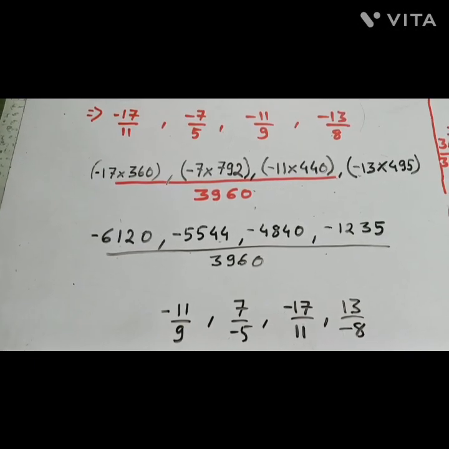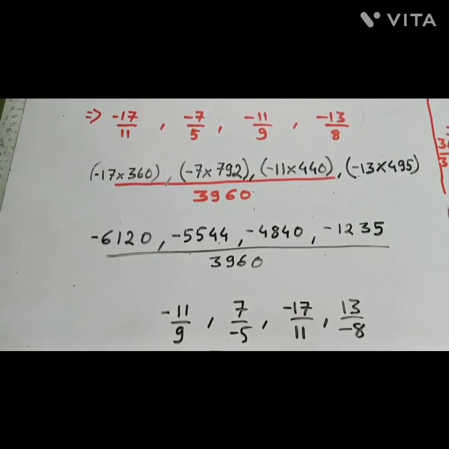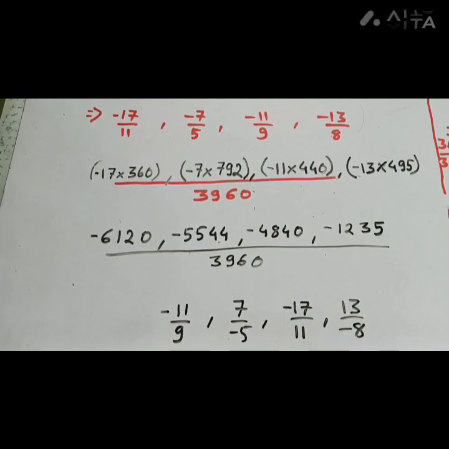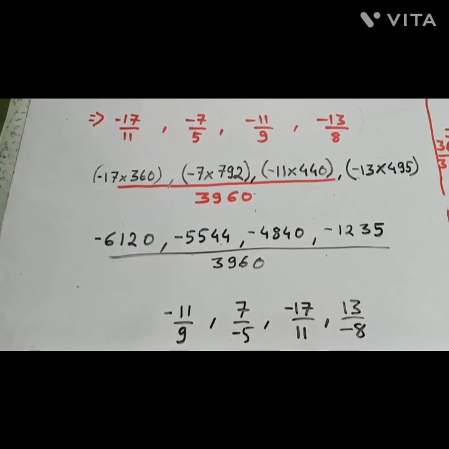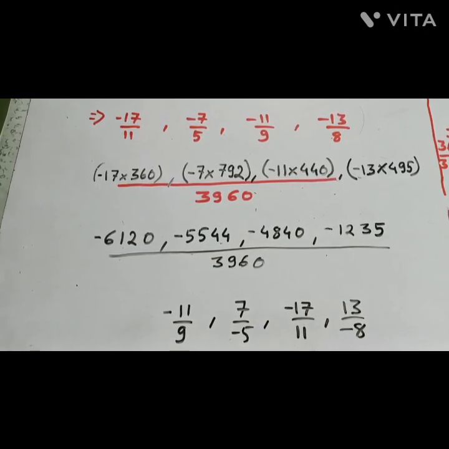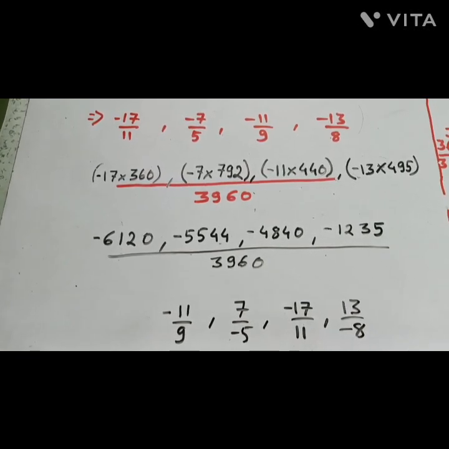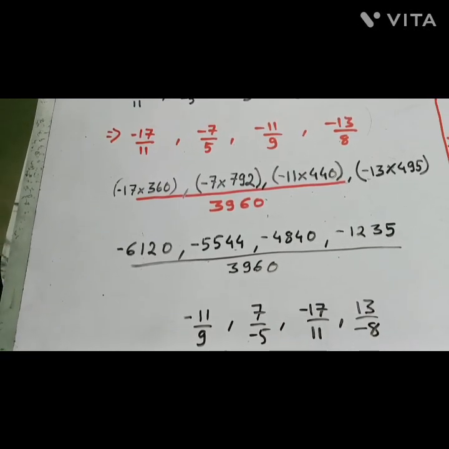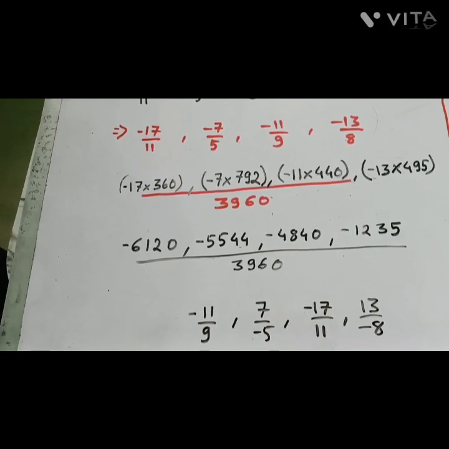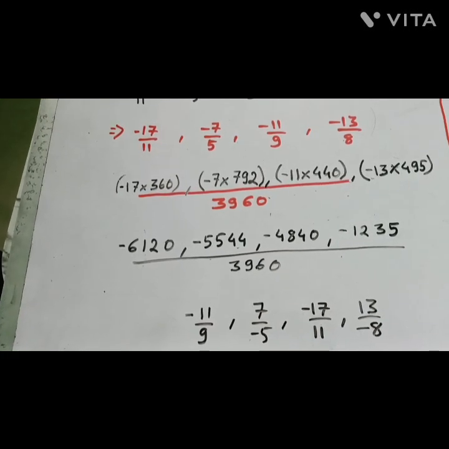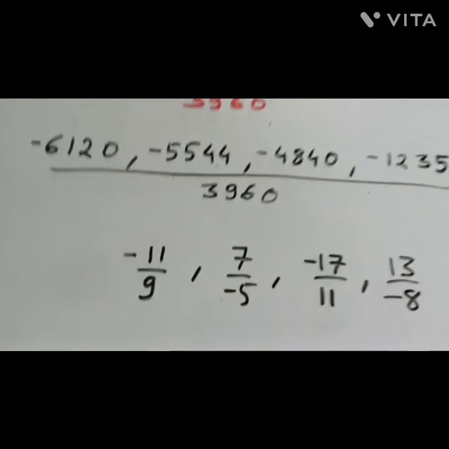Third is minus 6120, symbolizing minus 17 by 11. And last is minus 1235, which is 13 by minus 8. So this is the result.